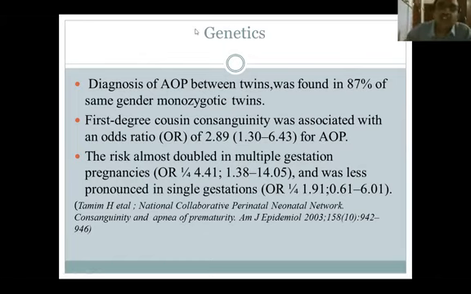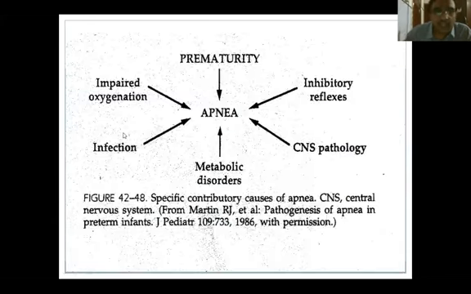The overall picture is that any prematurity or any cause of impaired oxygenation, infection, inhibitory reflexes, CNS pathology, or disorders can present as apnea of prematurity. Therefore, before naming it apnea of prematurity, we should be able to identify the etiologies, evaluate and remove the causes. Only then can we call it a diagnosis of exclusion.